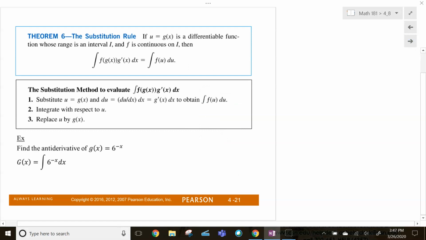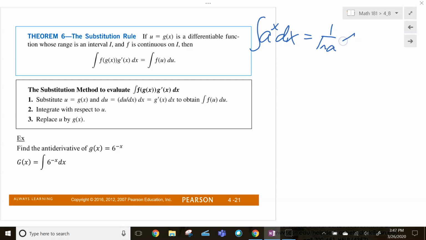Now this one, we're taking the antiderivative of 6 to the negative x, so we got to remember that you're using this rule here, which is 1 over ln a, a to the x, plus a constant. Now the problem is if you have something besides just an x up here, if you have a composite function, you can't just follow the rule.